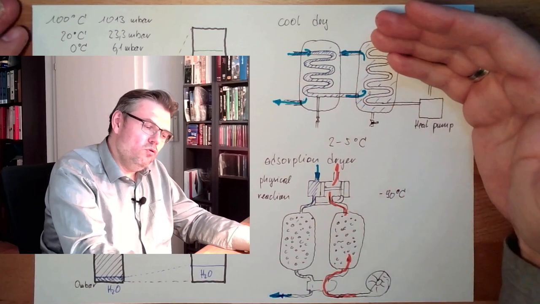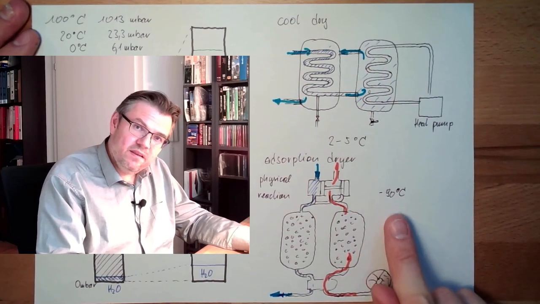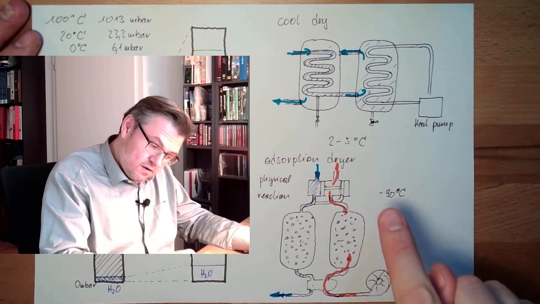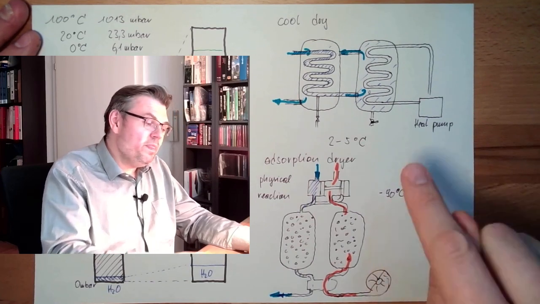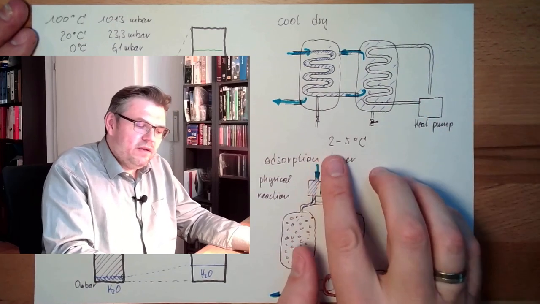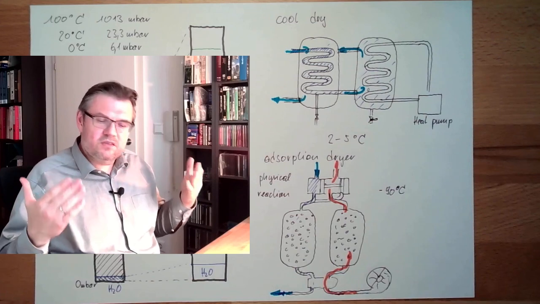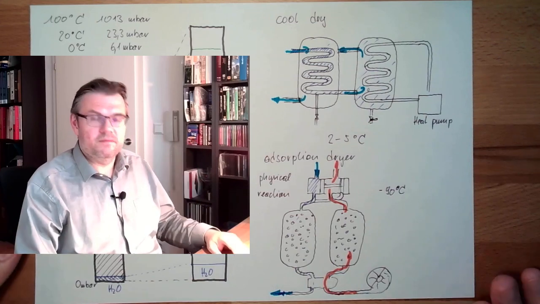Adsorption dryer, cool dryer. Both things are used. This thing is used if you really need to have dry air. These things here are often used because minus 2 to 5 degrees Celsius, if you're not outside, usually is fine.